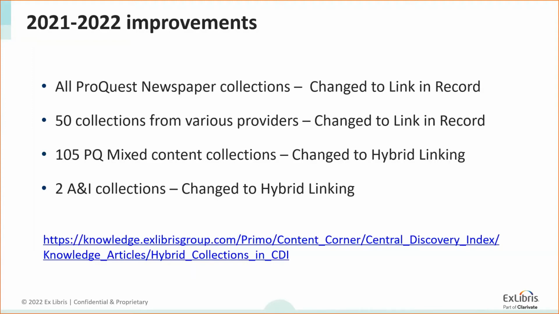For hybrid linking, we already changed 105 ProQuest mixed content collections to hybrid. And you can see the link to the article below, which lists all the collections. Of course, you can also see the hybrid on the collection in Alma. When you search in the Alma CZ, you will see that the full text rights of this collection is hybrid. In this article, you can also read a more broad and detailed explanation about how hybrid linking works.